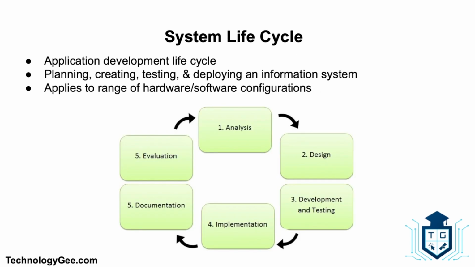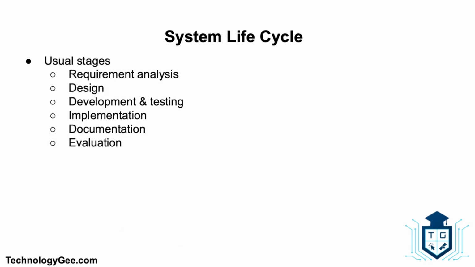Next, we have the system life cycle. A system life cycle is also referred to as the application development life cycle, and this is a process for planning, creating, testing, and deploying an information system. The systems development life cycle concept applies to a range of hardware and software configurations, as a system can be composed of hardware only, software only, or a combination of both. And the usual stages of this life cycle are the following: requirement analysis, design, development and testing, implementation, documentation, and evaluation.